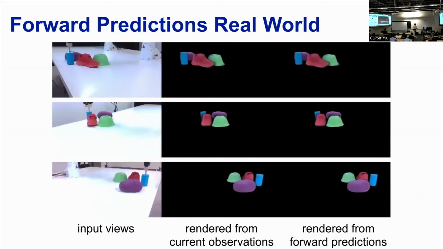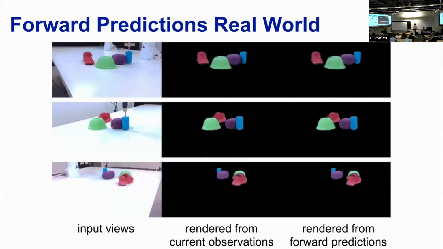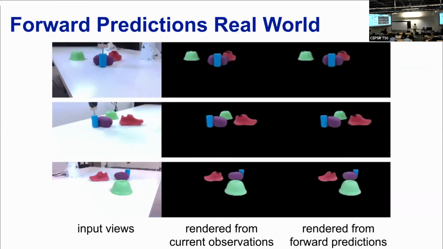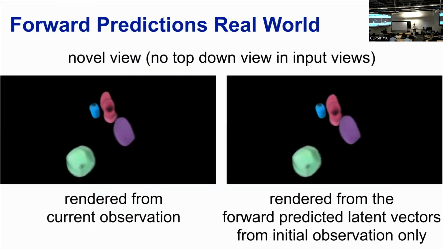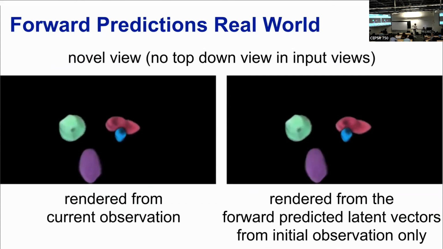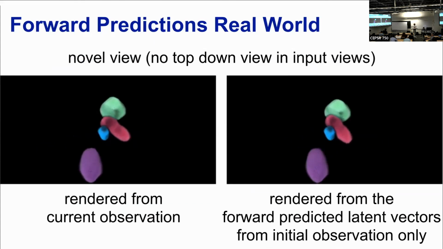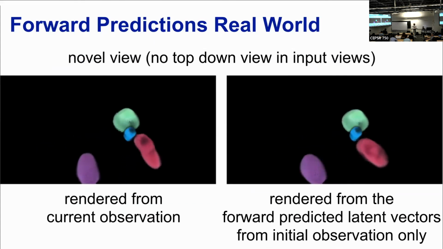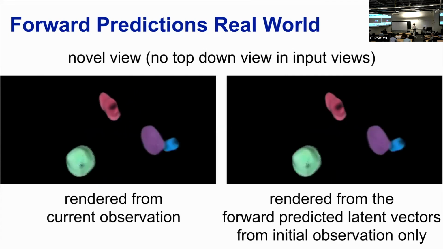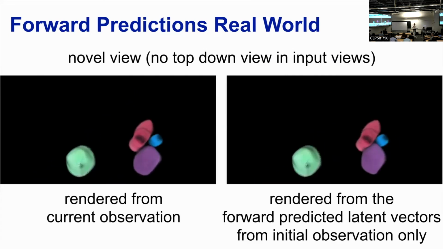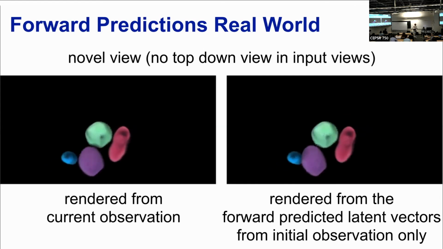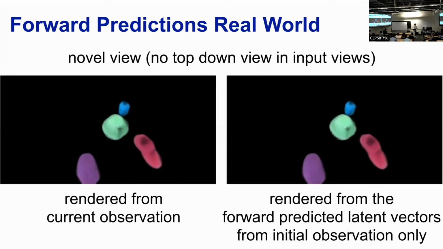And you see that multiple objects interact here. And yeah, these objects are not 100% rigid. And this is now rendered from a novel viewpoint. So there was no camera view from above, but we can now look at how the scene looks from above. Sometimes it's not perfect, but qualitatively, in the sense of intuitive physics, I think it's very reasonable.